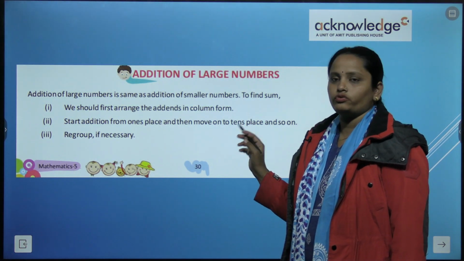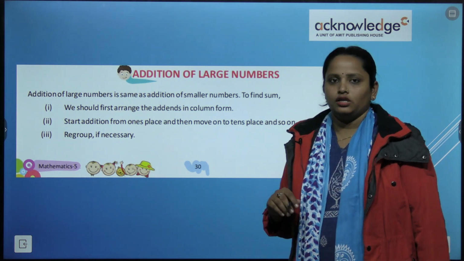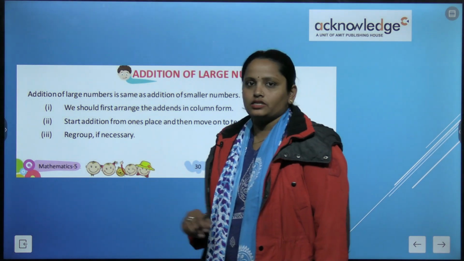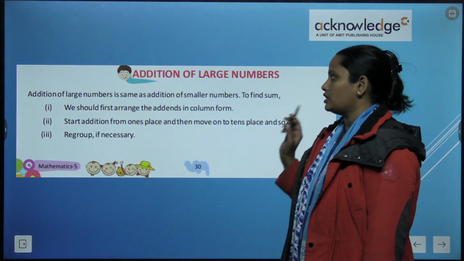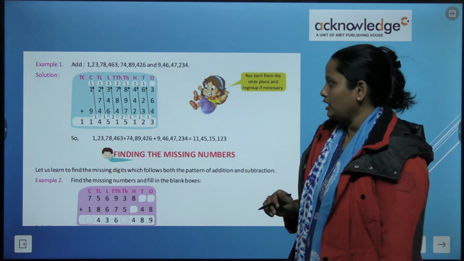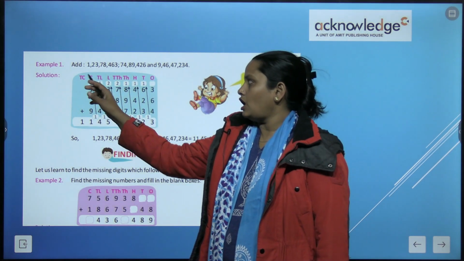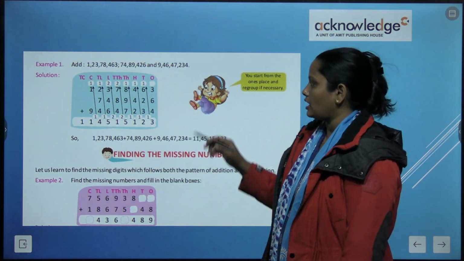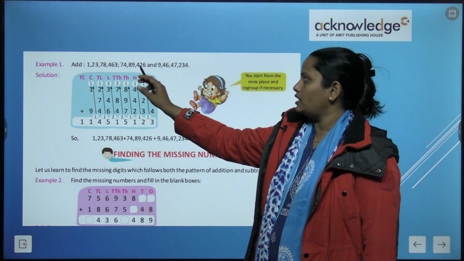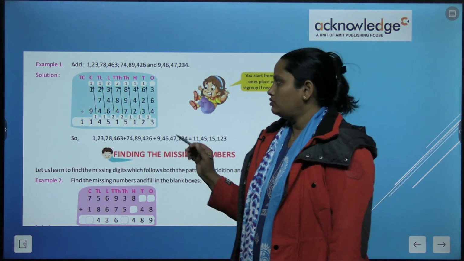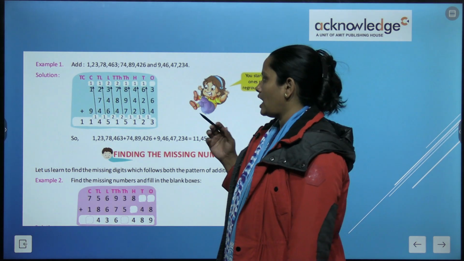And then move to the tens and so on. Regroup if necessary. अगर आपको लगता है कि regrouping की जरूरत है तो आप regroup भी कर सकते हैं. Now here an example is given. You have to add this, this and this number. 3 numbers दिए गए हैं, हमें इन्हें add करना है.